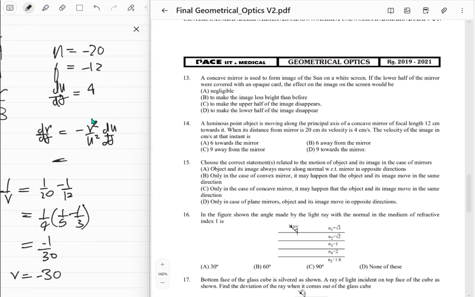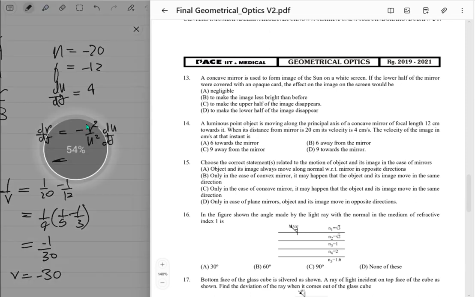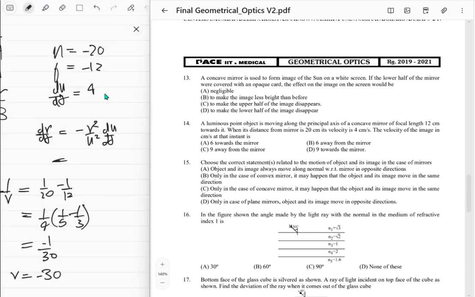Right? Sorry, what am I doing? 3 upon 2, negative 9 upon 4 of this velocity. So it's going to be negative 9, right? Which is just 9 centimeter per second. Yes, towards the mirror, of course.